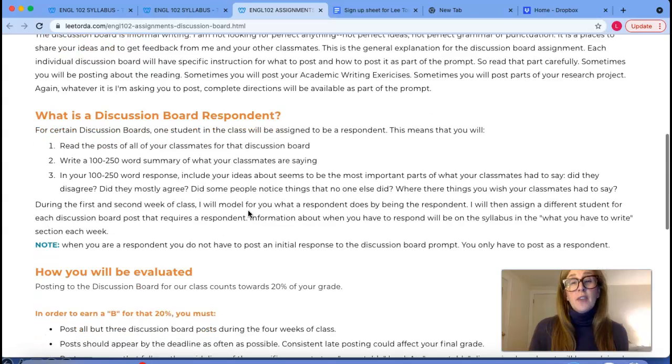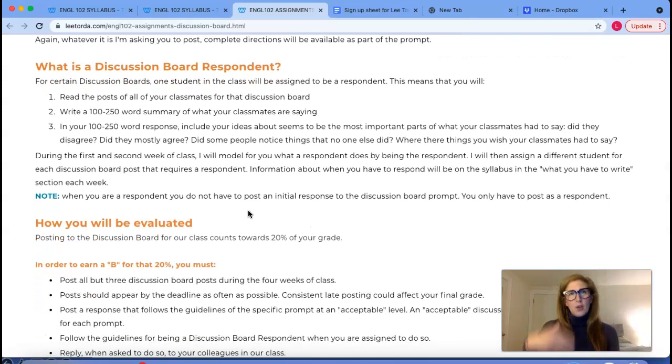So the other thing that I need to explain to you is that there is a discussion board respondent role. And for the discussion board respondent, every so often, not always, but every so often, one student will be asked to read all of the discussion board posts of their classmates. There's only 6 people in the class, so there's only 6 250-word posts that you would ever have to read. Actually 5, because you wouldn't have to read your own. So you'll read all of them, and then you'll write a 100 to 250 word summary of what your classmates are saying. And I give a little advice on this page for how to do that.